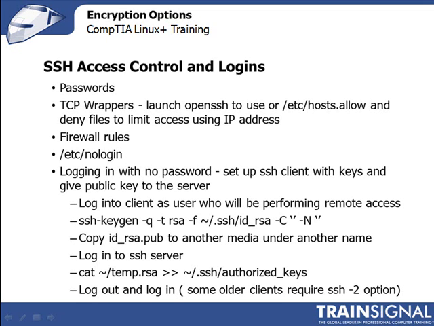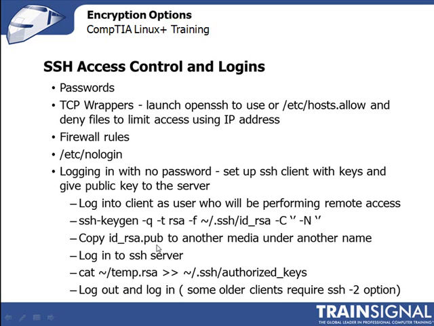First, you'd log in to the client as the user who will be performing the remote access. Then you enter the command ssh-keygen -q -t rsa -f ~/.ssh/id_rsa -C '' -N ''. Then you copy the id_rsa file to the server using another name.